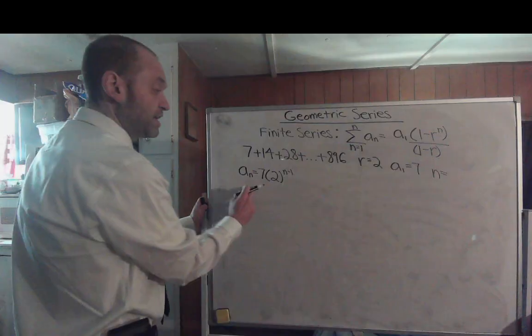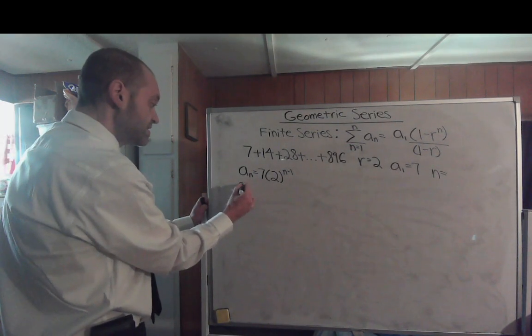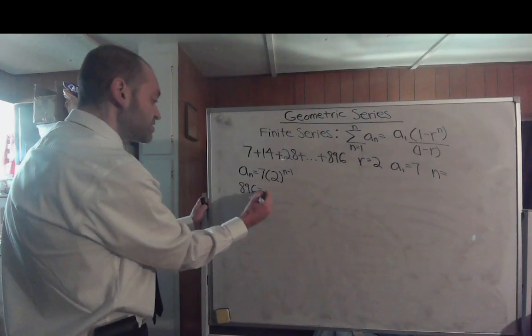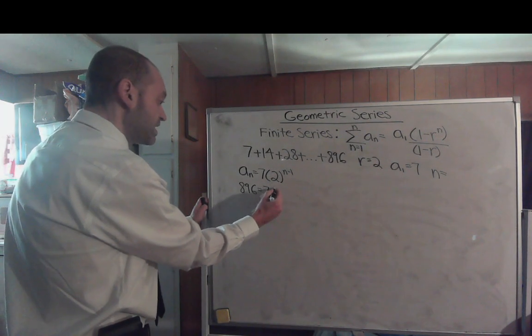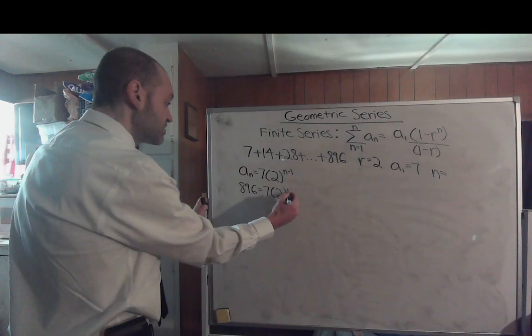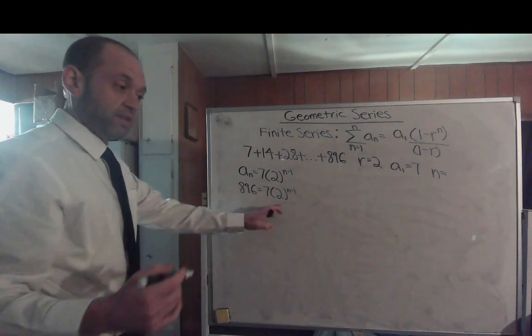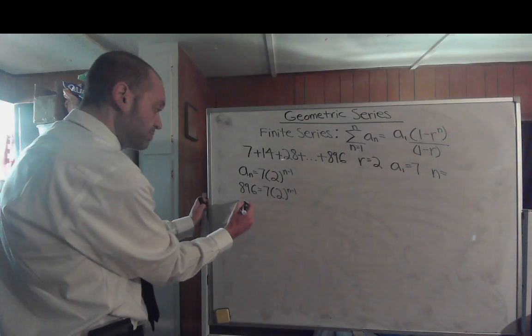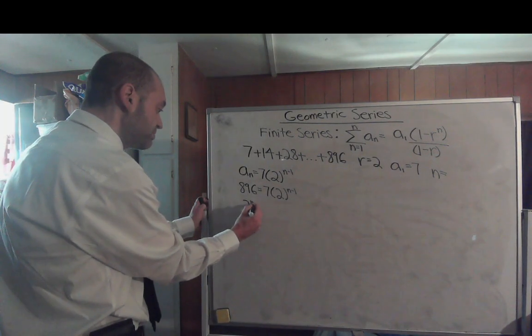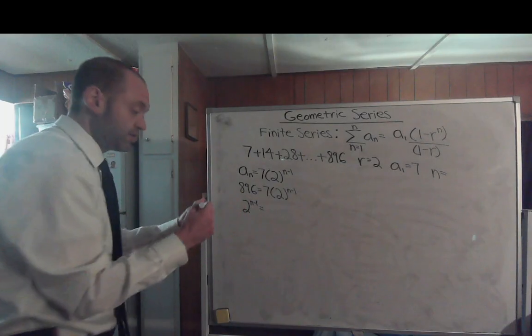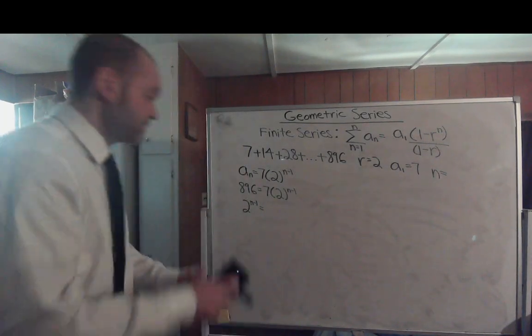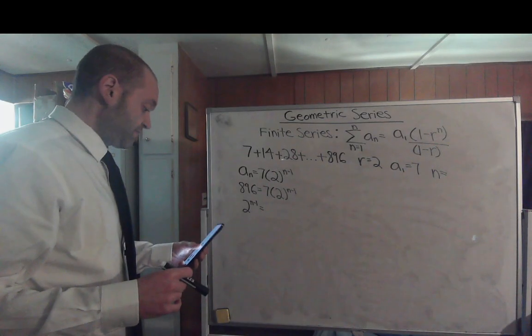Well, we know the final term is 896. That's going to equal 7 times 2 to the n minus 1 power. We definitely want to get that 2 to the n minus 1 by itself, so 2 to the n minus 1 is going to equal 896 divided by 7. Let's go ahead and figure that out.